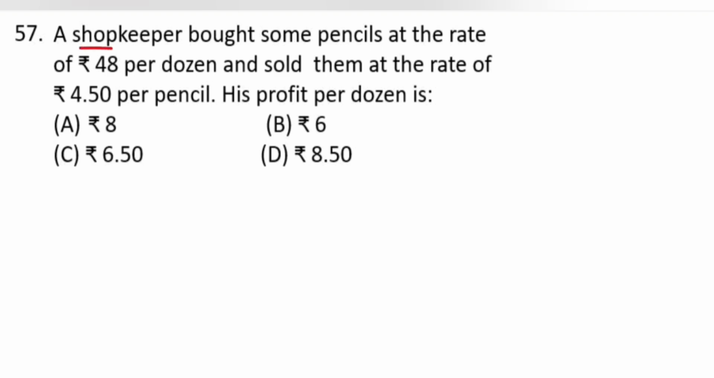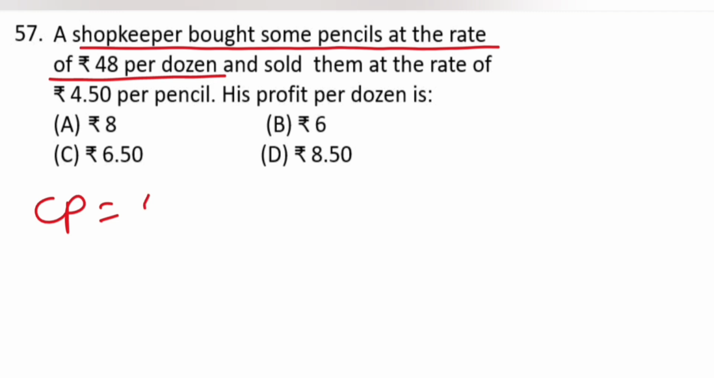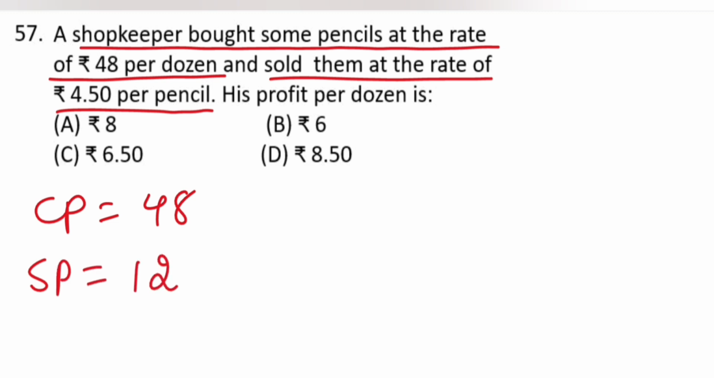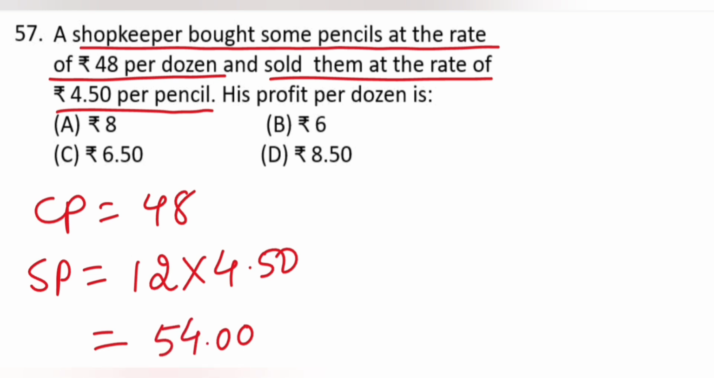Here in this question, shopkeeper bought some pencils at the rate of 48 per dozen. Okay, so that is cost price of 1 dozen pencils, 48. Okay, so sold them at the rate of 4.50 per pencil. So one pencil 4.50, so 12 pencils, that is 1 dozen pencils, selling price will be 12 into 4.50, that is equal to 54.